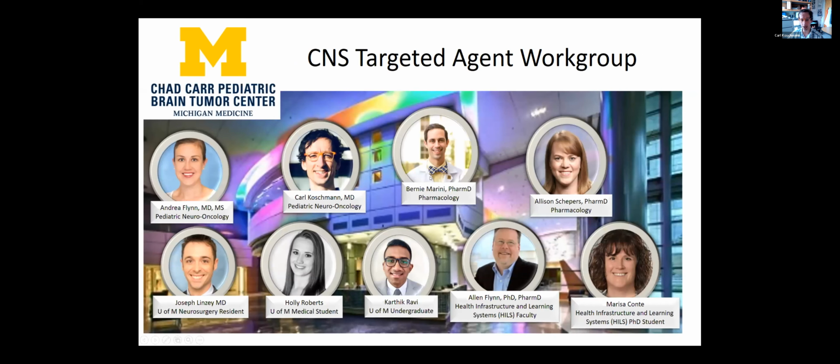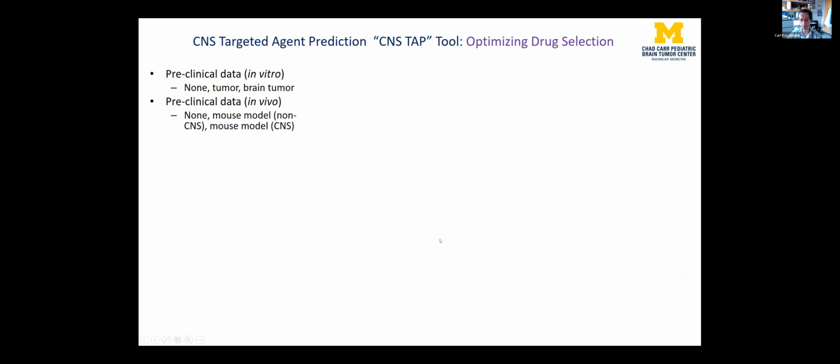It started with Bernie, who is a sort of brilliant leukemia pharmacist, and really boiled down CNS penetration for us in a way that continues to speak to me and to anybody who is in this space and talks with him. And then others have joined the group. Andrea Flynn, who a lot of you have met through PNOC Precision Medicine Tumor Boards, is on faculty here as a neuro-oncologist. We have a ton of really bright and motivated students, and then other pharmacists and health infrastructure and learning faculty who have been a part of this process.